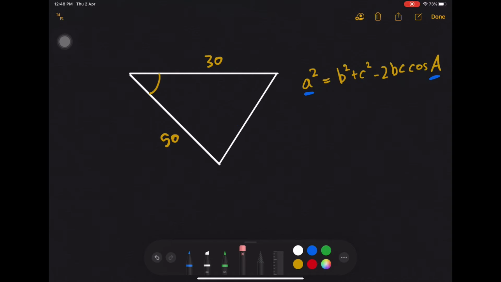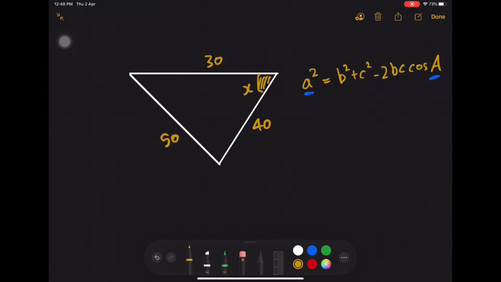Now what if they ask you to find the angle instead of the length? So let's say I want to find this, my unknown x, this angle here. I am given three lengths: 30 units, 50 units, 40 units.